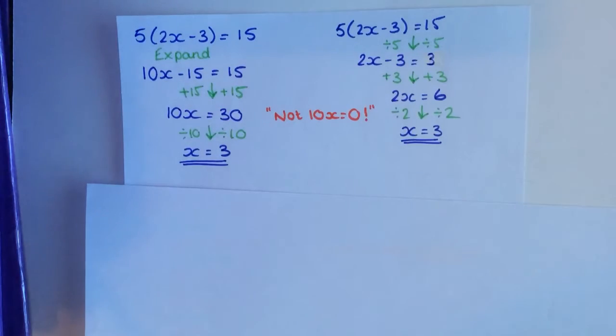So we've got the bracket is then equal to 3. Now go about solving it as you would, add 3 to both sides, then divide by 2, gives you x equals 3. You've got the same answer.